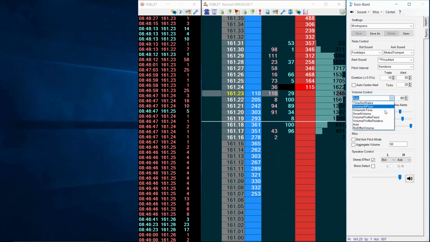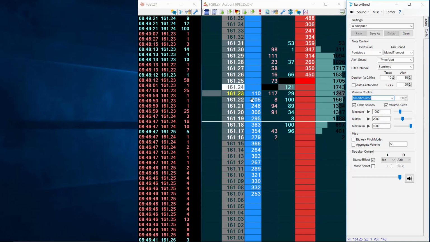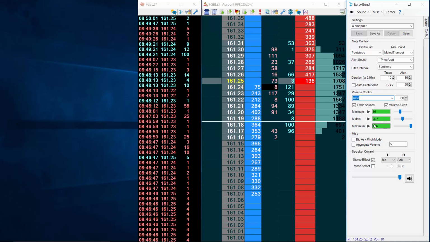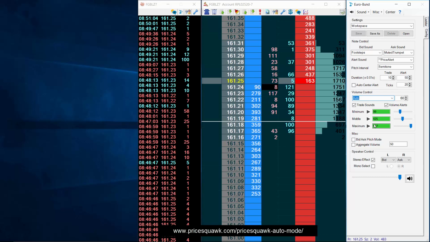So I'm using smart volume mode to measure the volume accumulation across a range of prices. In this instance, we're using the last 5 prices. PriceSquawk will accumulate volume at price. We're using auto volume to tell us whether volume flow is increasing over time. I'll refer you to a link for how that works, but it just compares snapshots of the volume traded in the last 30 seconds or 60 seconds versus previous snapshots taken in a larger time frame.